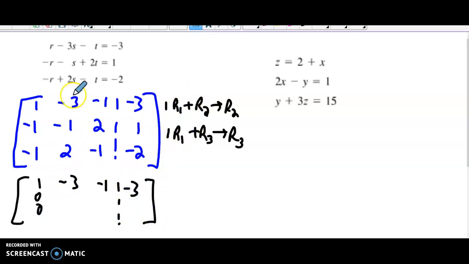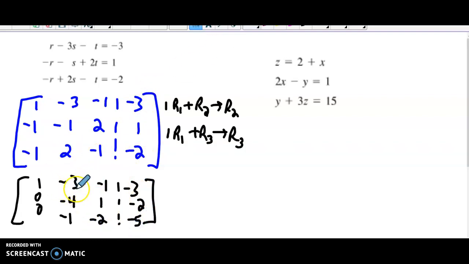I take 1 times row 1 plus row 2. That's my new row 2. So negative 3 plus negative 1, negative 1 plus 2, negative 3 plus 1. Same thing with row 1 and row 3: negative 3 plus 2, negative 1 plus negative 1, negative 3 plus negative 2.